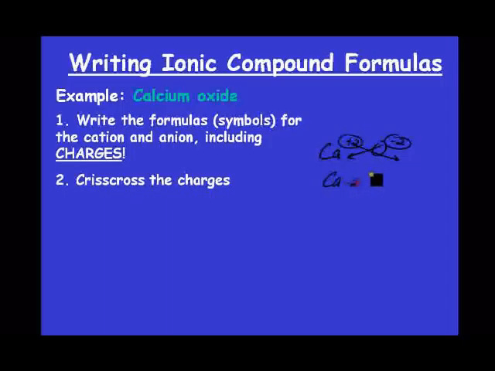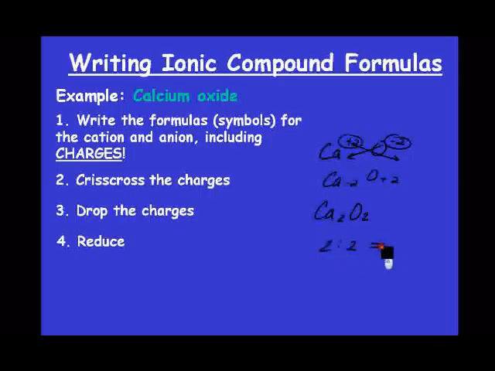Ca -2, O +2. Drop the charges. Ca2, O2. And then finally reduce. Since we now have a 2-to-2 ratio, that can be reduced to 1-to-1. So our formula is CaO.